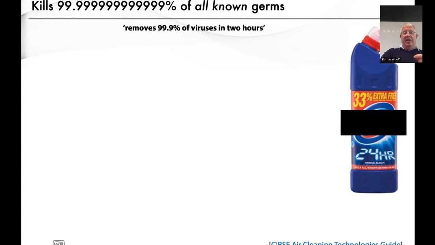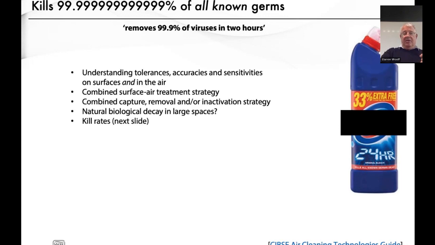So it kills 99.9999999% of all known germs. In Airborne, as I suggested once, we debate the number of decimal places we see in assertions on kill rates. This is one that's commonly seen, talked about in the air cleaning guide: 99.9% of viruses in 2 hours. So ultimately, we'd like to understand what the tolerances, accuracies and sensitivities are, not just on the surfaces, but also in the air. We'd like to understand what the combined surface and air treatment strategy is, which is best.